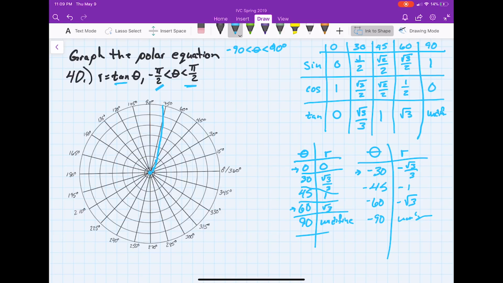However, since we're restricted between negative pi over 2 and pi over 2, when we look at the negative portions, we also get a negative radius. So that means at negative 30 degrees, we'll be in what we would look at as quadrant 2 here, but it's not really. So we end up with this parabola-looking thing. So that's what this graph ends up looking like.